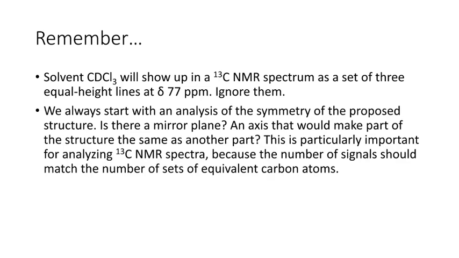And finally, we always start with an analysis of the symmetry of the proposed structure. Is there a mirror plane, an axis that would make part of the structure the same as another part? This is particularly important for analyzing C13 NMR spectra because the number of signals should match the number of sets of equivalent carbon atoms. And, by the way, because the lines are so sharp in a carbon-13 spectrum, it's extremely rare that 2 lines will overlap exactly over each other. And we can almost always, if we blow it up, see that 2 lines that are very close are actually 2 different lines.